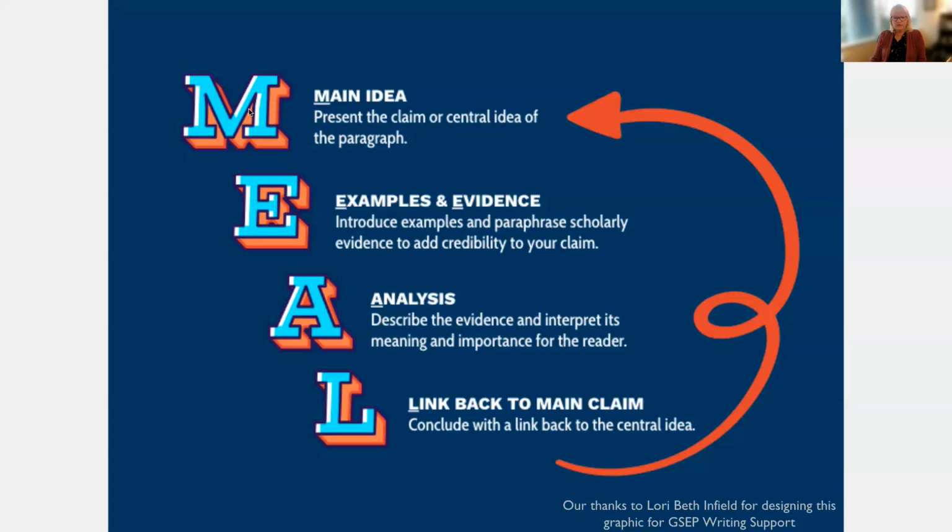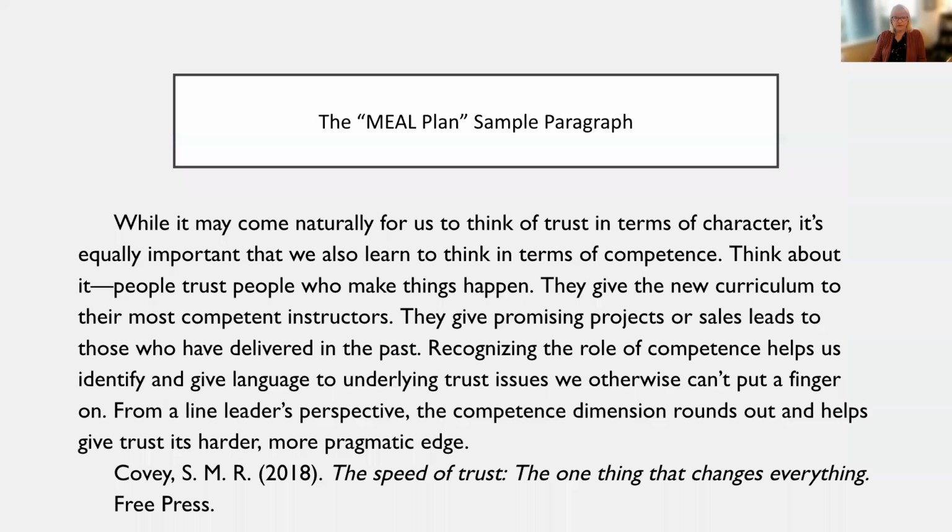So maybe this is sentence 1, and this is maybe sentences 2 to 4 or something like that. And then your A, analysis, you could start a sentence by saying, this shows that, or this research highlights that, and then you discuss how that fits back with the claim or the main idea. And then the last sentence is a link back to the main claim. So here you conclude, restating what that main idea said. So that's the MEAL plan, and I think it's a really helpful tool for developing paragraphs.